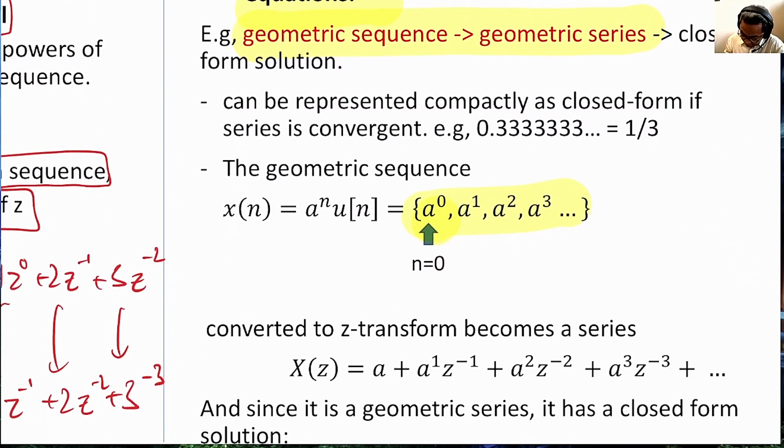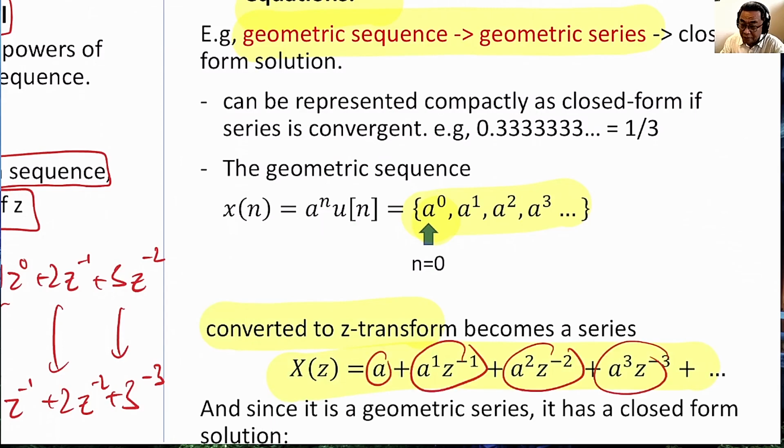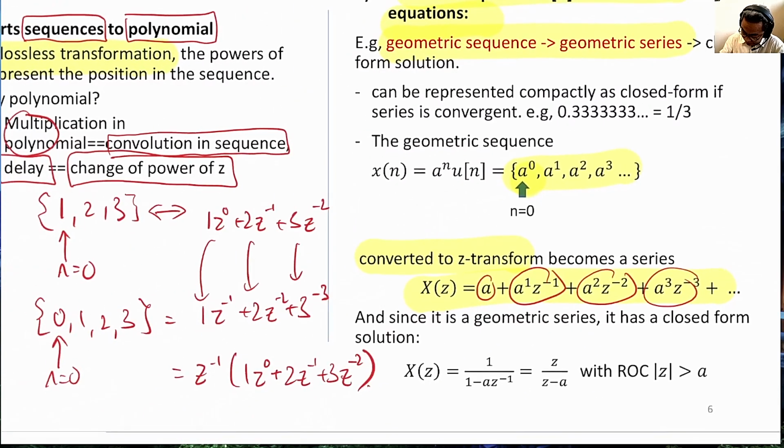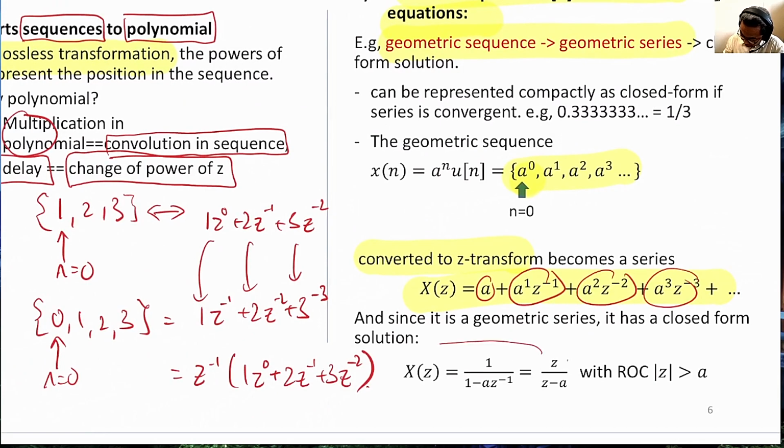But when we use Z transform, we convert it into a series, because we are now adding the terms up. And when this series has a pattern like a geometric series, then it can be represented as a closed form solution. So we'll see this later on.